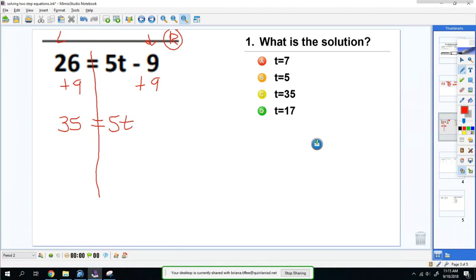So we're going to look at the number 5 because that's being multiplied. So then we're going to divide it. We're going to do the opposite and divide it to both sides. This leaves a t, this cancels because that cancels out. 35 divided by 5 is 7.